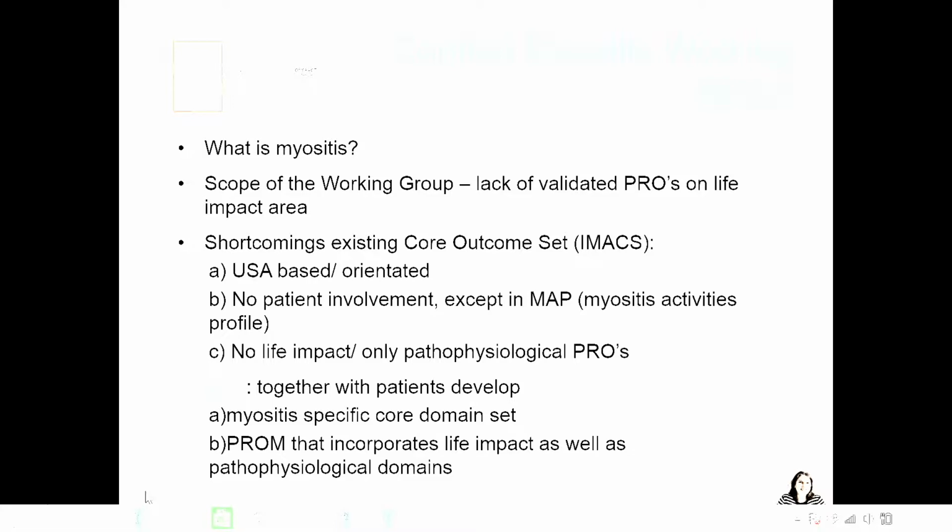That was the goal of some doctors, researchers, and patients who started the Myositis Special Interest Group in 2011. In collaboration with IMACS, we wanted to add the patient's perspective to the existing core set, so life impact as well as pathophysiological domains were included in that one. Next, please.